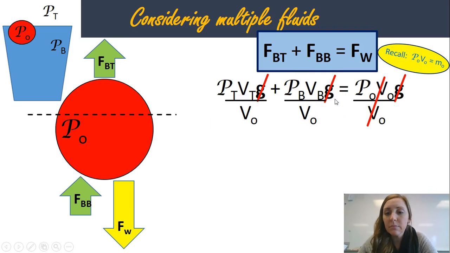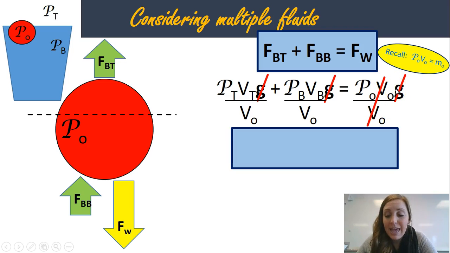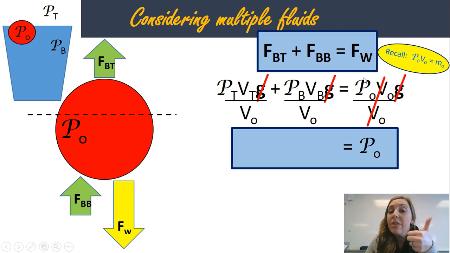Okay. These cancel on the right. Volume of the object is going to cancel. And now I know on my right-hand side over here, the only thing left is density of the object. So the right-hand side of my equation is just density of the object. Now let's go over and look at the left-hand side.